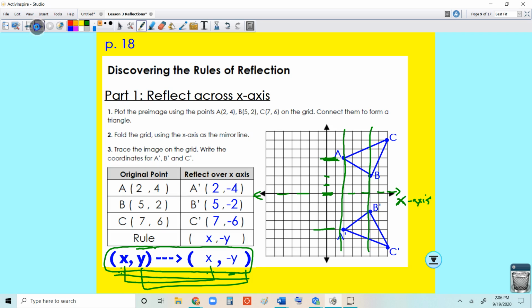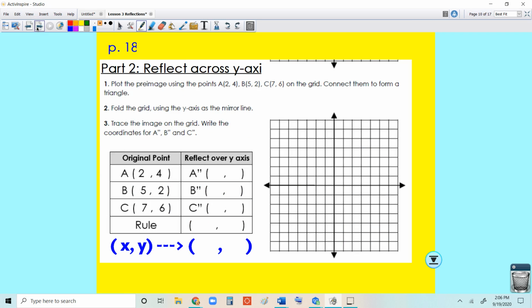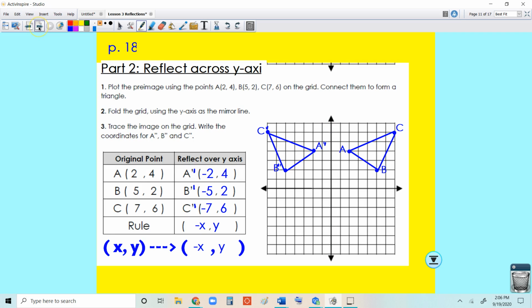All right, we're going to try that again 3 more times. So again, you're going to plot your 3 points, take a minute, but now you're going to reflect over the y-axis and see what happens. Okay, go ahead and hit pause, take a minute and try that. Figure out your rule. All right, if you haven't finished yet, make sure you hit pause. The answers are coming. All right, did you get that?